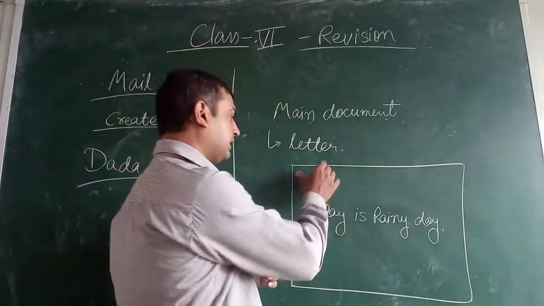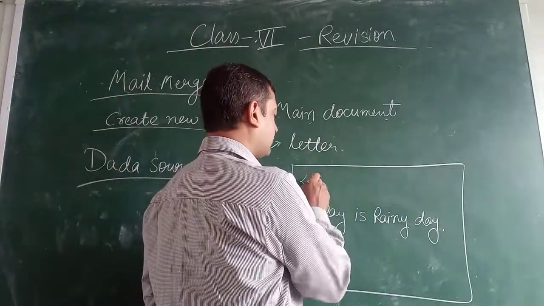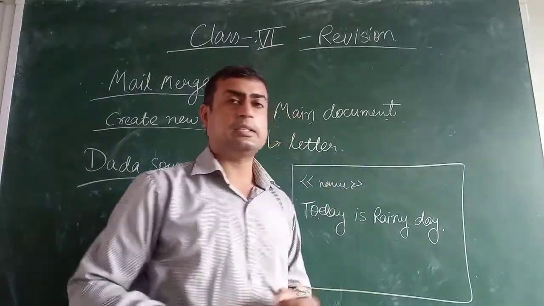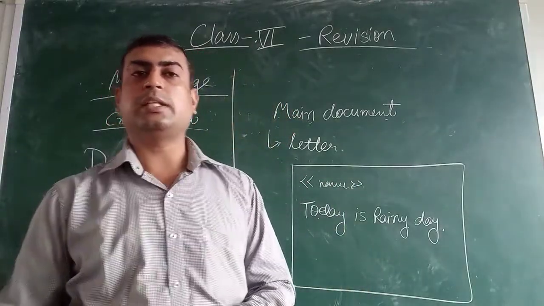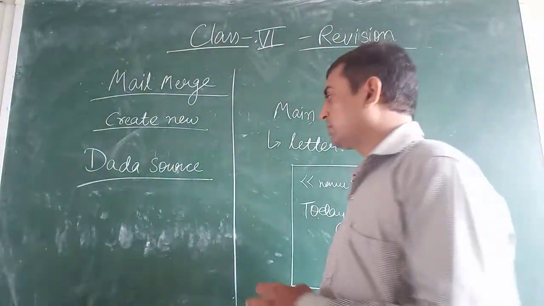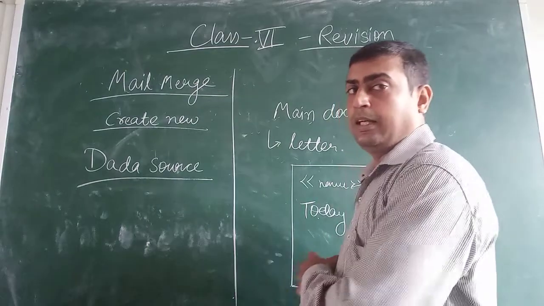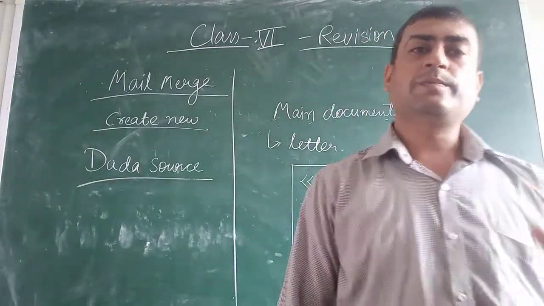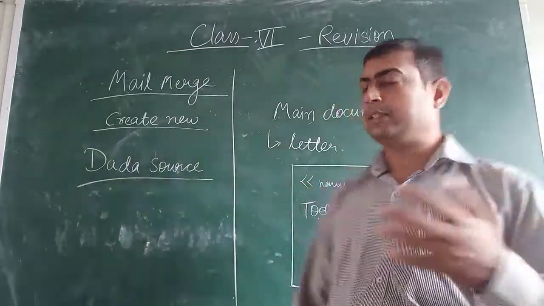It will not come like this. Directly the name will not come. It will come like this, with the name in double arrows. This double arrow shows that you have inserted it, you have not typed it. You are not supposed to type this double arrow. This will be automatically shown to you. It means that you have inserted the field.